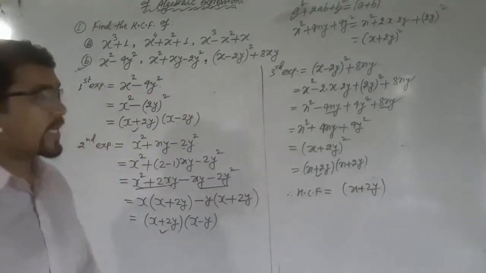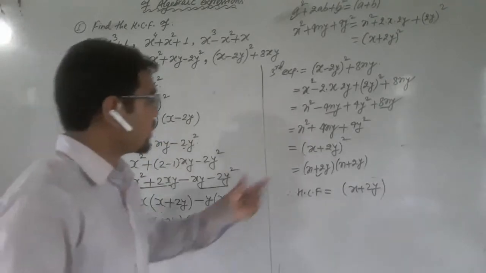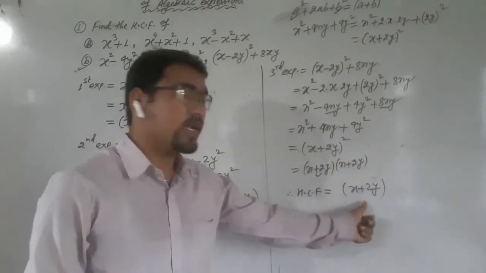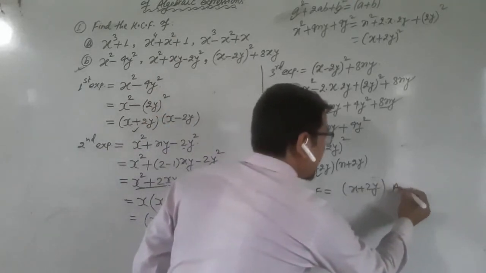Another common factor can also be there. Let's check. X minus 2y we have here, but here we don't have, and here we don't have. So only one x plus 2y is common. This is our required answer. So we can write this answer.